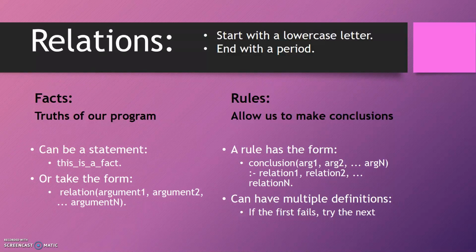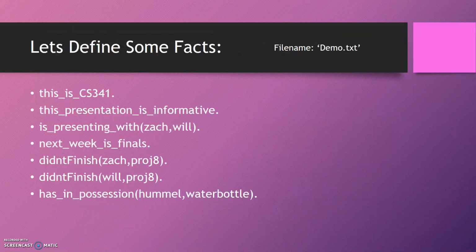Rules can have multiple definitions. If one definition fails, it'll try the next, and so on. And now we will be moving on to our demonstration.